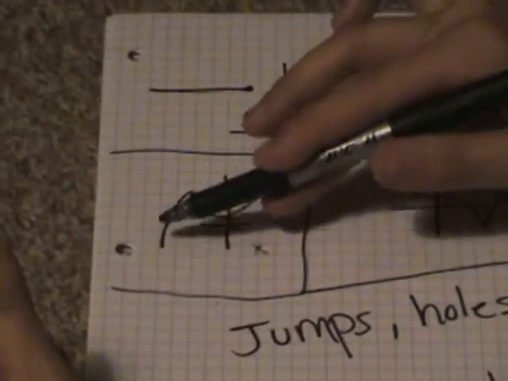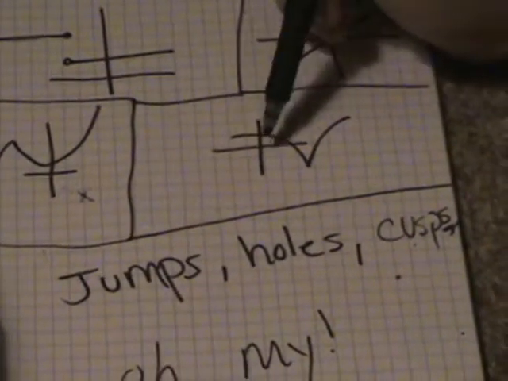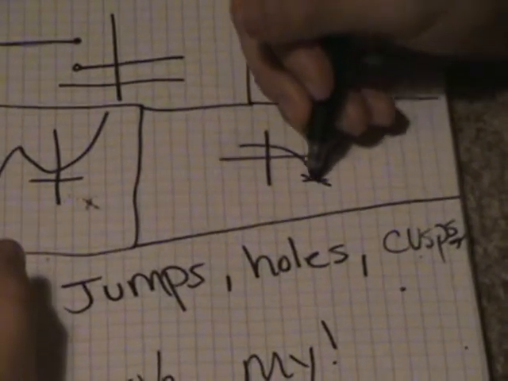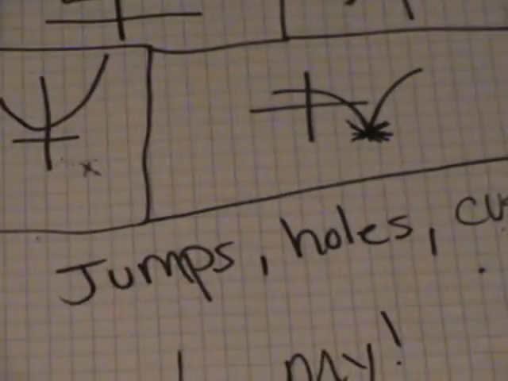This is a continuous function. I can keep going and going. A cusp, I can do this. I can keep going. However, cusps are not differentiable at this point, as we learned. Just a little reminder.